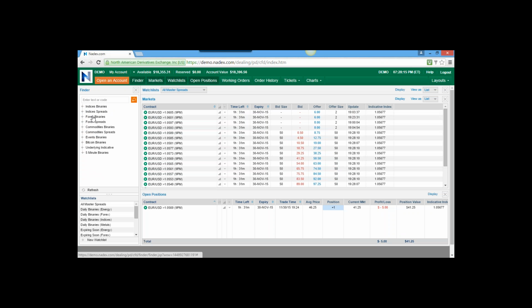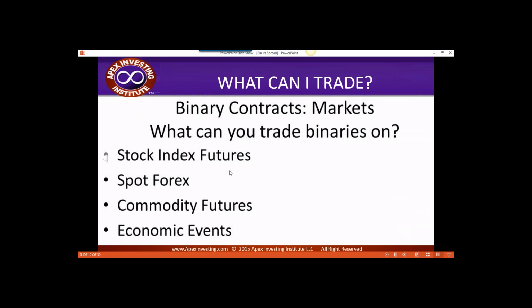stock indices. All right, we've got Forex binaries, which is foreign exchange, currency pairs, 10 different currency pairs. You've even got commodities: copper, corn, oil, gold, natural gas, and there's even Bitcoin binaries and event binaries, jobless claims and non-farm payroll claims, all kind of different things you can trade Nadex binaries on.